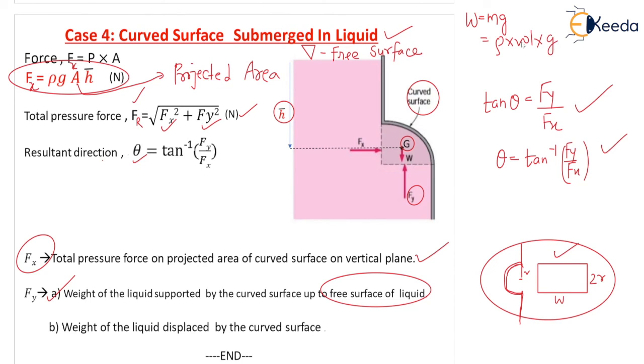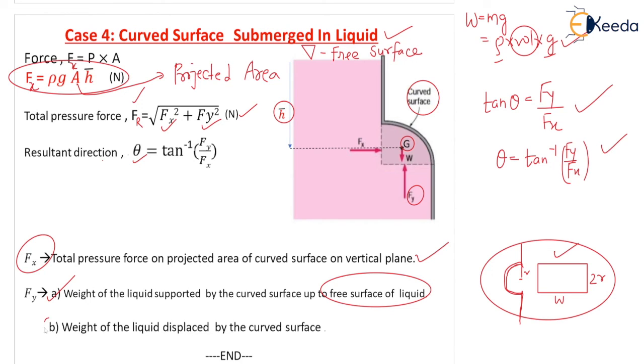So rho and g are constant. Density of water is 1000 and g is 9.81. Only the volume is involved, so volume is very important. We have to find the weight of the complete liquid. Weight means the volume of the complete liquid up to the free surface of water. And this is the formula involved for finding W.